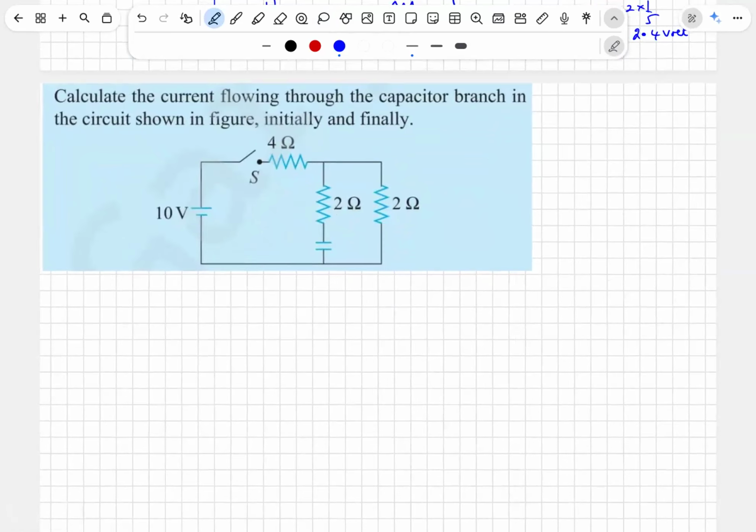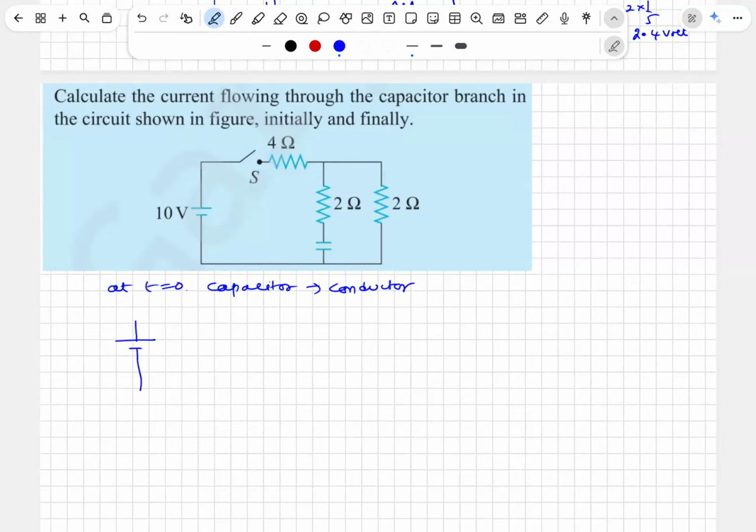Calculate the current flowing through the capacitor branch in the circuit shown in the figure, initially and finally. See, at t is equal to 0, capacitor behaves like a conductor. Capacitor behaves like conductor.